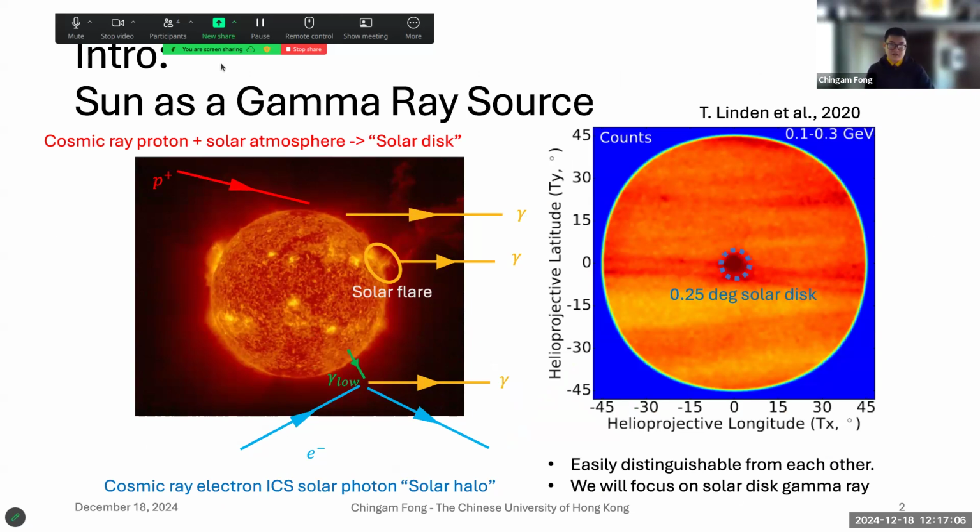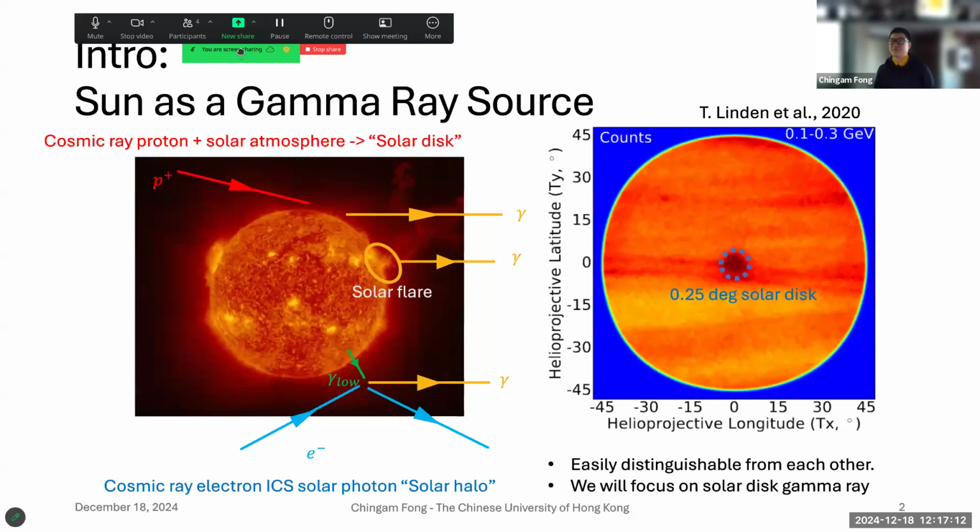So let's start by talking about what kind of gamma ray we are studying. The sun emits gamma rays from several sources, none of which come from fusion itself, because fusion happens at the core of the sun, and we don't expect the gamma rays produced by fusion to escape the entire sun to the outside. So where do those gamma rays come from? They come from cosmic rays. Specifically, there are three ways in which cosmic rays can generate gamma rays from the sun.